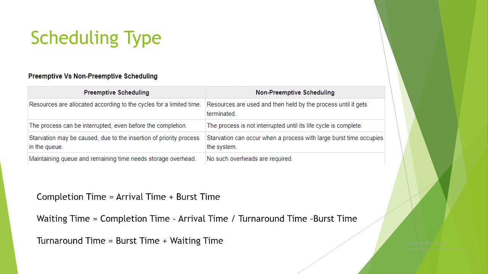So there can be another equation. The equation is waiting time equals turnaround time minus burst time. Now what is the turnaround time? Turnaround time is basically the time elapsed by each process to get completely served. What is the equation of the turnaround time? It is burst time plus waiting time.